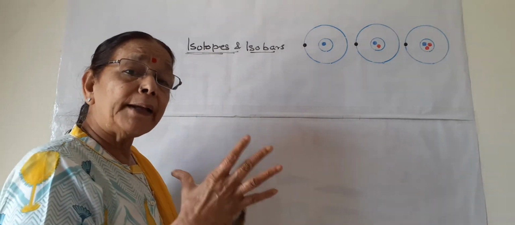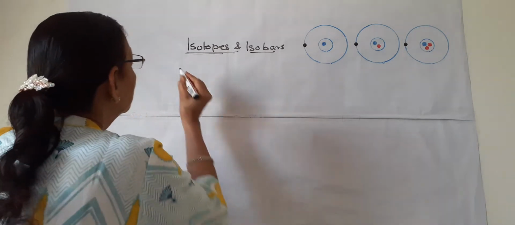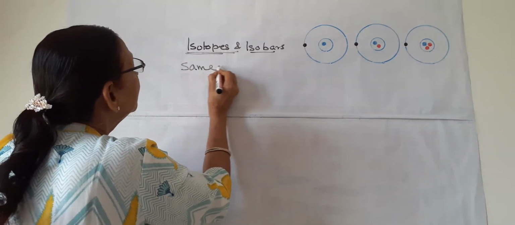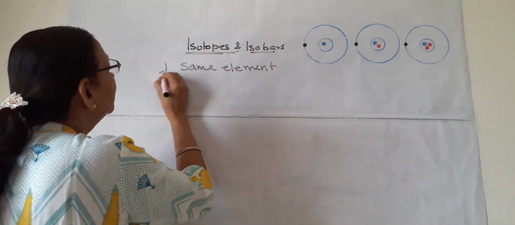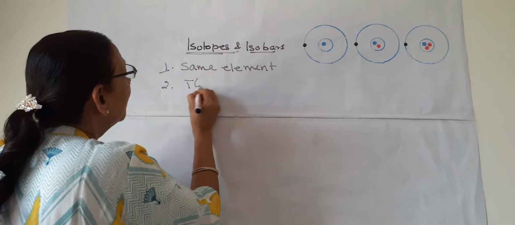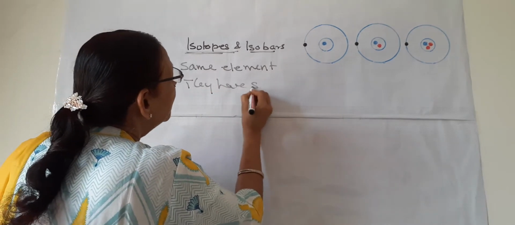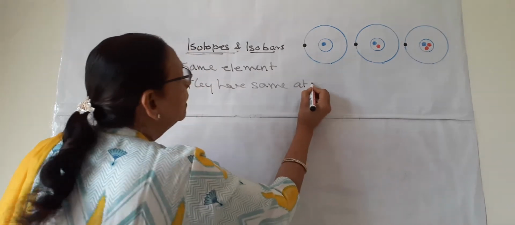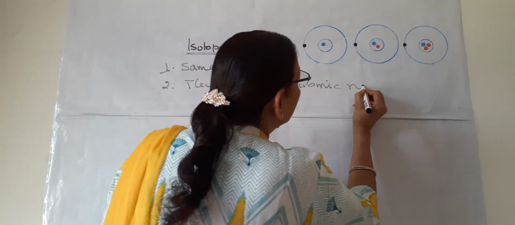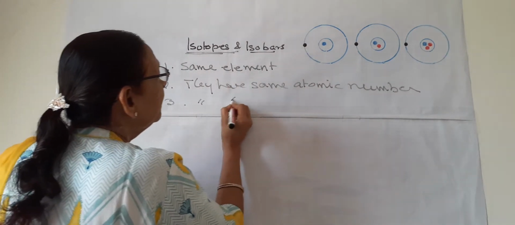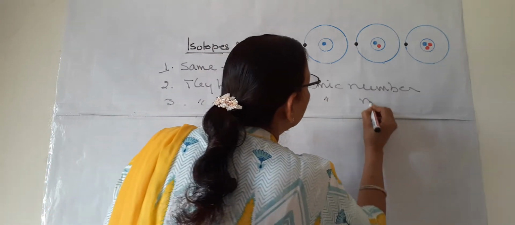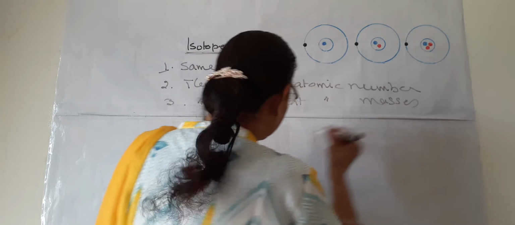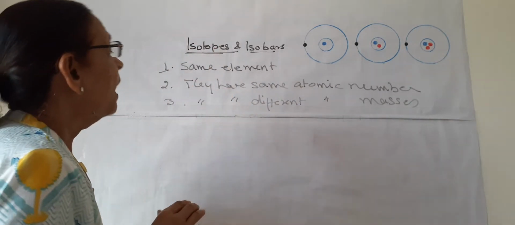Isotopes are the atoms of the same element. So first I will write, they are the atoms of the same element. This is one thing. Second, they have the same atomic number. And third, important, they have different atomic masses. So these are three properties of isotopes.